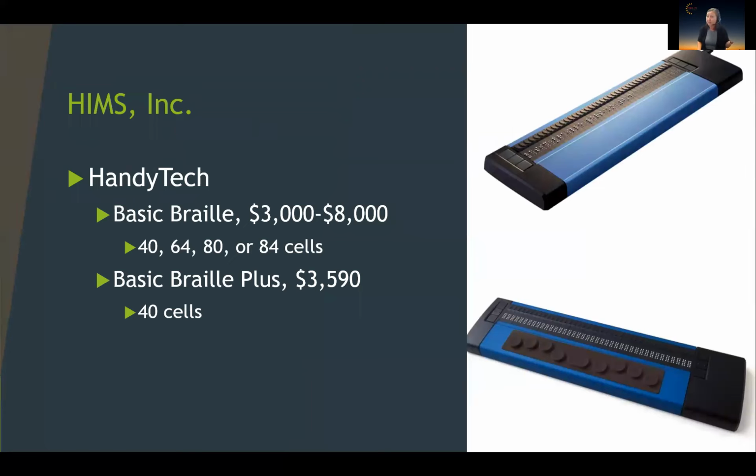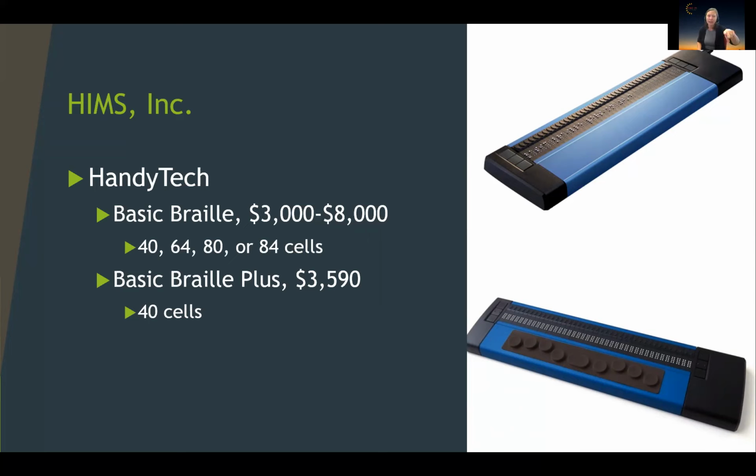HIMS also has some options available, and they sell Handy Tech refreshable Braille displays, and they have one called the Basic Braille, and that ranges anywhere from $3,000 to $8,000, and they have 40, 64, 80, or 84 cells. I think I made a typo. I didn't go back and look at this again, but I put 84 cells here, and maybe I made a mistake. It's very possible. So I'm not sure where the 84 cells came from. So somebody fact check me on that, or I will later.